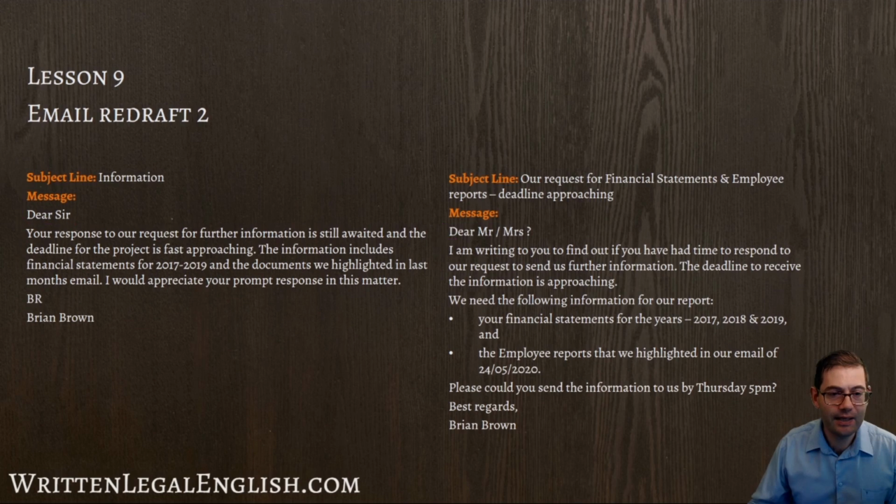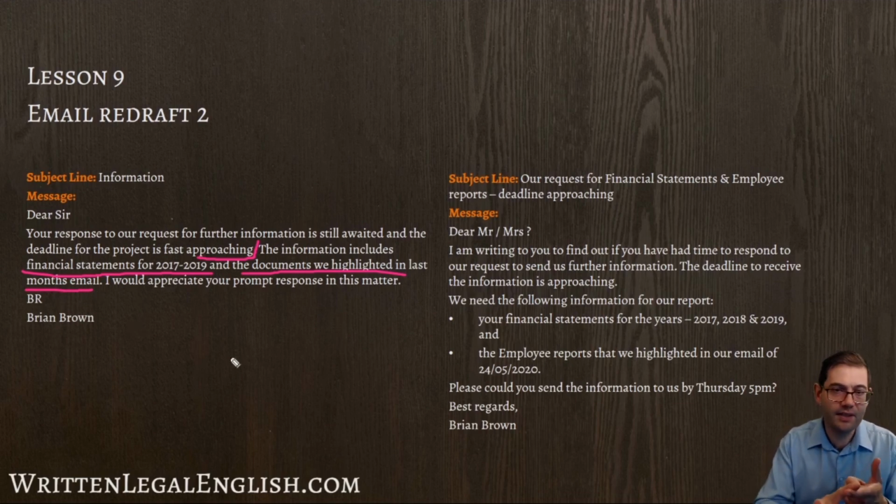So is there any data here? Yes, there is. "The information includes financial statements for 2017, 2019, and the documents we highlighted in last month's email." So we've got a few problems here. Presentation of information in a list would be much clearer. And what did we want? What are the documents? And in which email? So I've made that completely clear here.